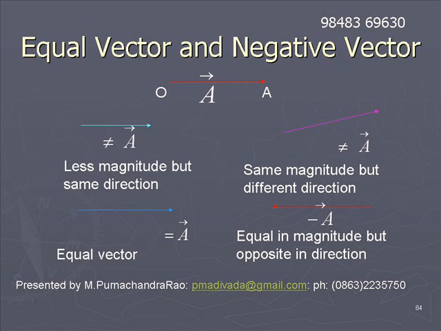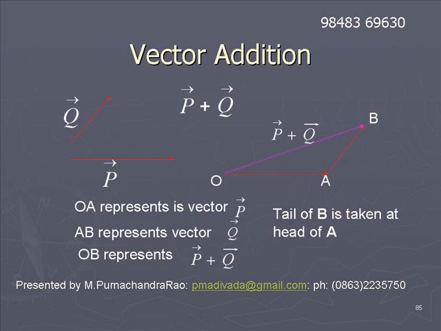Such a vector is taken as the negative of the vector A bar, and it is written as minus A bar. Minus A bar is the negative vector of A bar.